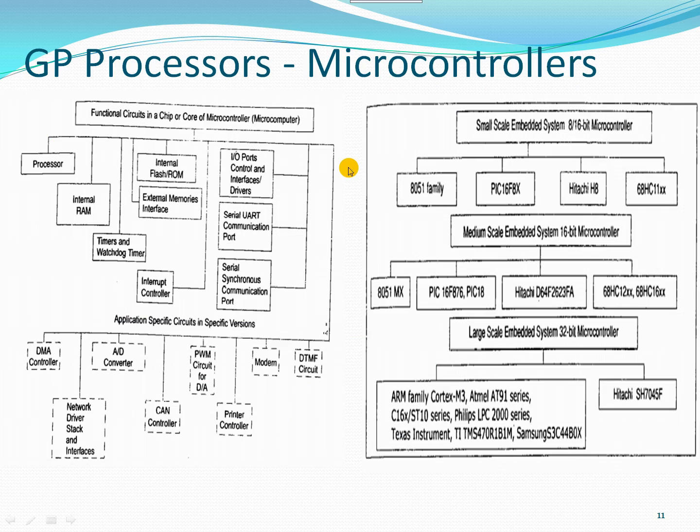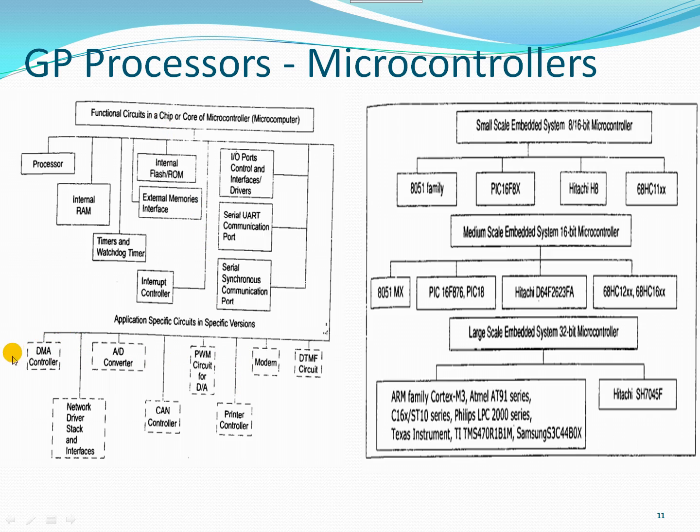So the general purpose microcontrollers are being listed here. A diagram has been given showing the general functionalities which are available in the microcontrollers. We can notice that the processor and internal RAM, timer and watchdog timer, interrupt controllers and external memory interfaces, and all the input-output ports, the UART and the serial communication ports are available in all the microcontrollers. But for application-specific circuits, the specific version of some of the functionalities has been given here.